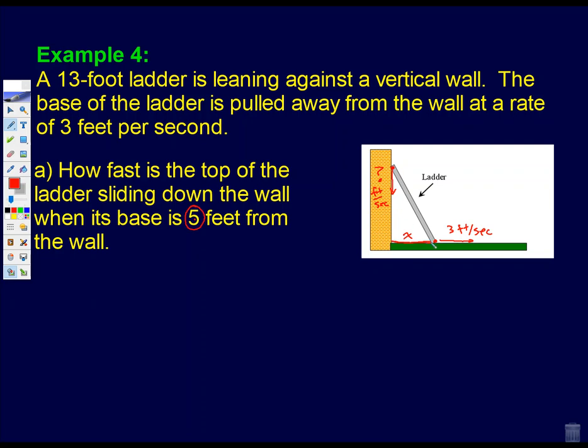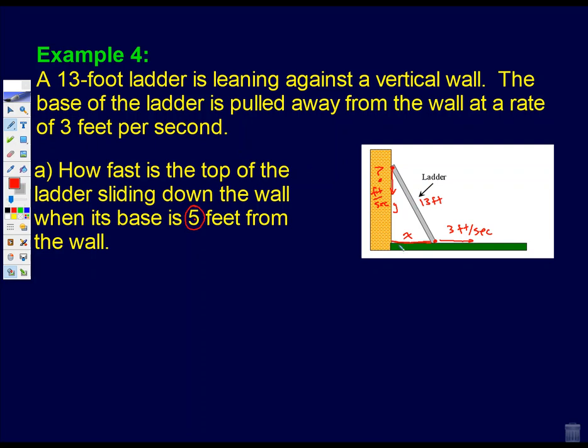As that distance moves away from the wall, this top of the ladder is going to come down the wall, and that's going to be a changing quantity too, so let's call that variable y. And now there's also the length of the ladder, but we aren't going to use a variable for it because the ladder is not going to change length. The ladder will remain 13 feet the whole time.